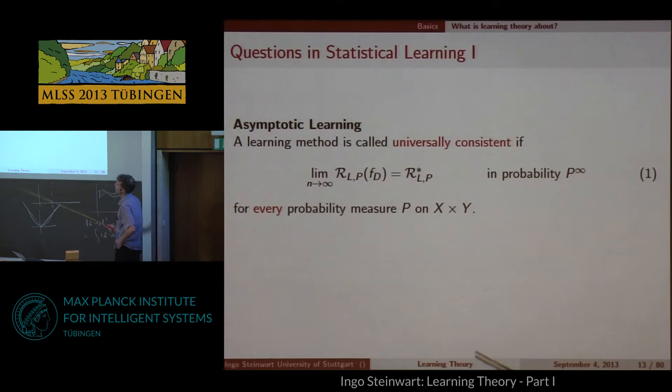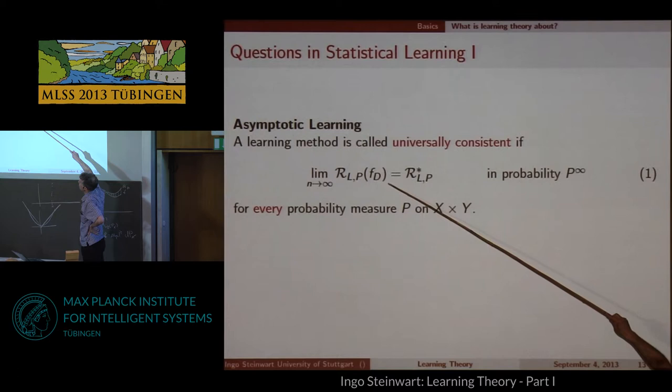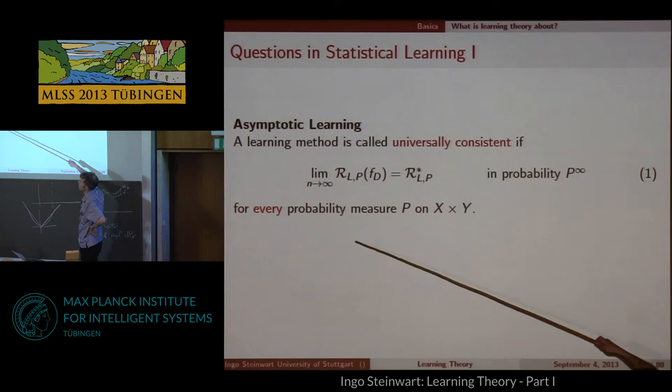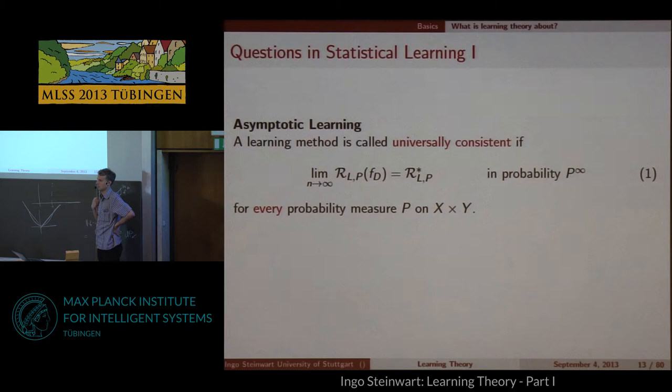Okay, so this is the notion of universal consistency. What is clear is that it's purely asymptotic. It doesn't tell us anything about how fast it goes. This is the weakness of this notion. But on the other hand, it holds for every distribution P. So, first question, do there exist such methods?